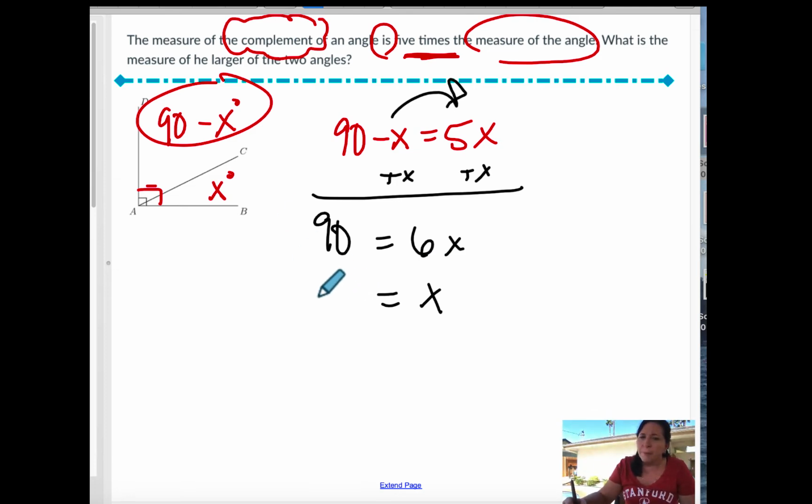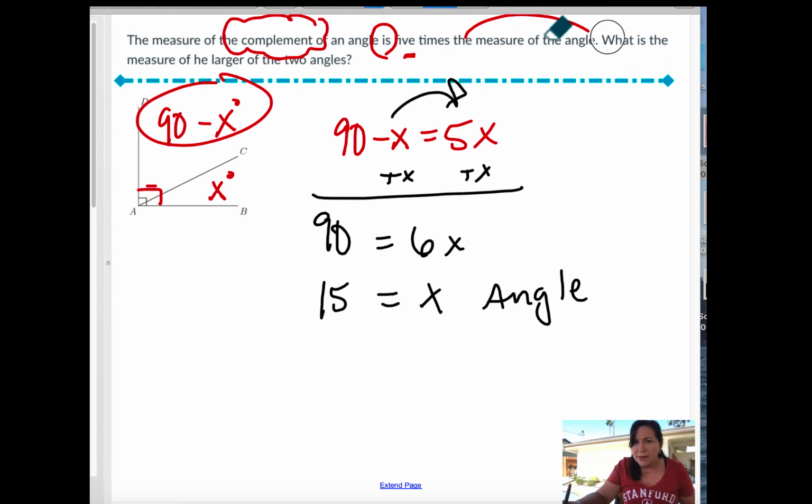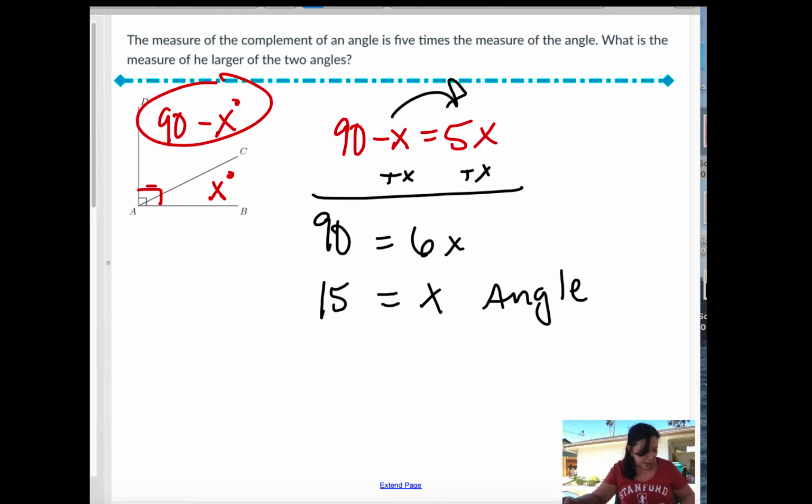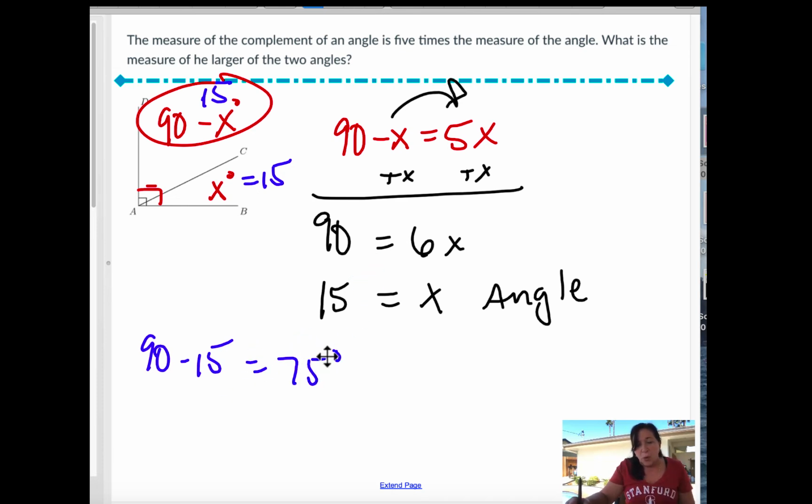So in this problem, x is 15, but x is actually the angle, right? So depending on what they're asking me, is what is the larger of the two angles. So be careful, right, what they're asking. If they're asking me for the larger of the two angles, this is 15, right? So I've got to go 90 minus 15, and that's 75. So the other angle is 90 minus 15, which is 75 degrees. So which one is the larger? That's 75 degrees. And in this case, it's the complement.